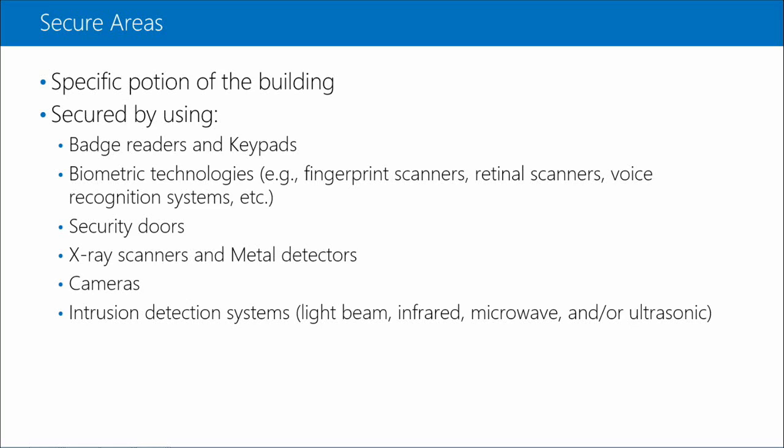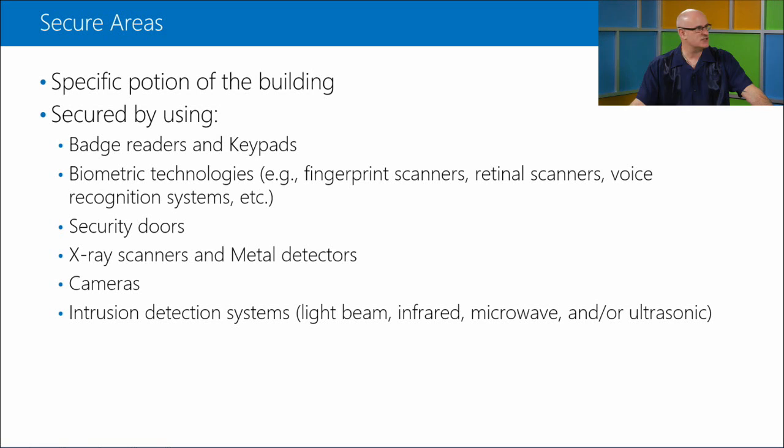Secured areas, so specific portions of the building may have a secure area. Server rooms. Badge readers, keypads, another instance. Biometric technologies, fingerprint scanning, retinal scanners, voice recognition systems. Security doors, so it could be a security door, x-ray scanner, metal detector, again to ensure what you are and aren't taking out of that room. There could be cameras, and then intrusion detection systems: light beam, infrared, microwave, and or ultrasonic.